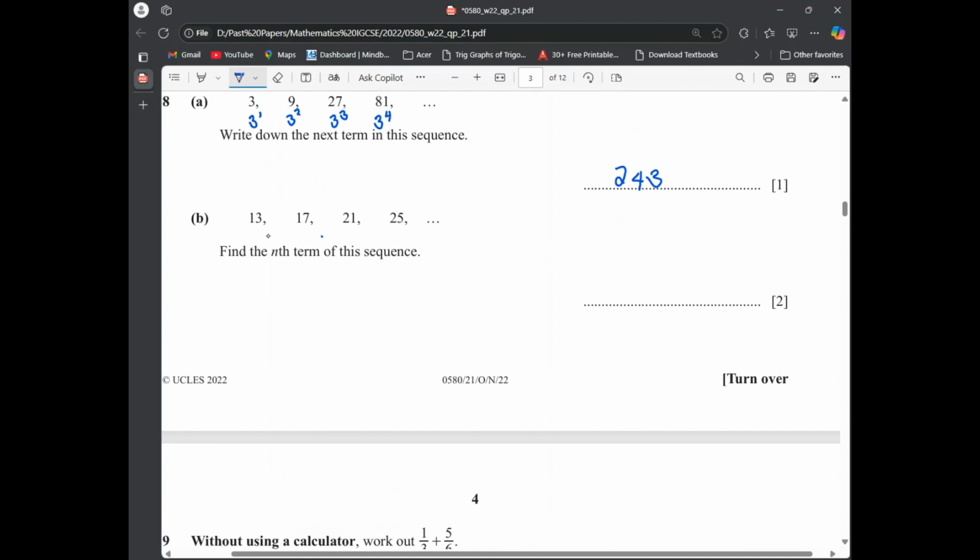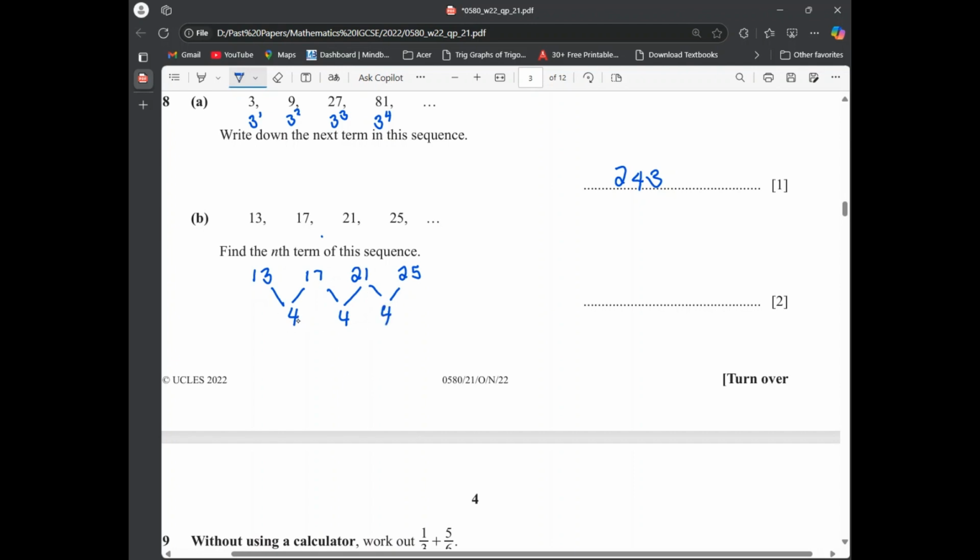Okay, so the first thing I want to do is to determine what type of sequence this is going to be. Is it a linear sequence, or a quadratic sequence, or a geometric sequence? To determine that, we'll need to find the differences between each term. So let's start with arithmetic. With arithmetic, we subtract any 2 consecutive terms to find the differences. So 17 take away 13, we get 4. 21 take away 17, we get 4. Don't stop there. Prove the third one as well. 25 minus 21, we get 4.